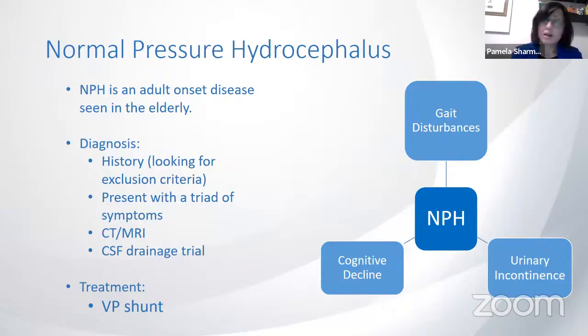I'll start by thanking Professor Kawahara for his presentation on NPH. For the purpose of my presentation, I'm just going to review some of the core concepts again. Normal pressure hydrocephalus is an adult onset disease seen primarily in the elderly population. Diagnosis includes obtaining a thorough history, looking for exclusion criteria, and presence of one or more of the following triad: gait disturbances, cognitive decline, or urinary incontinence. There's also diagnostic imaging that is completed, a CT scan and/or an MRI, and then a CSF drainage trial. Should there be an accurate diagnosis of NPH, the gold standard for treatment still remains the VP shunt at our center.